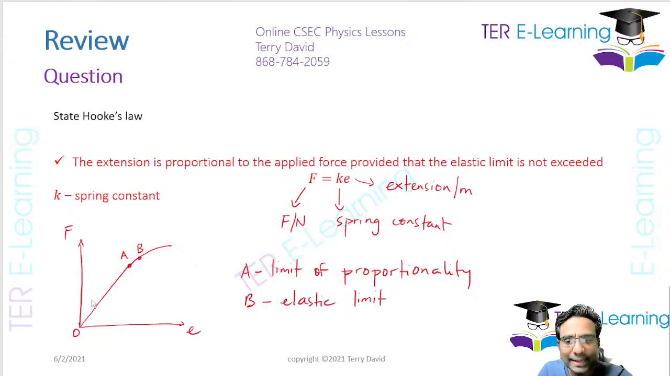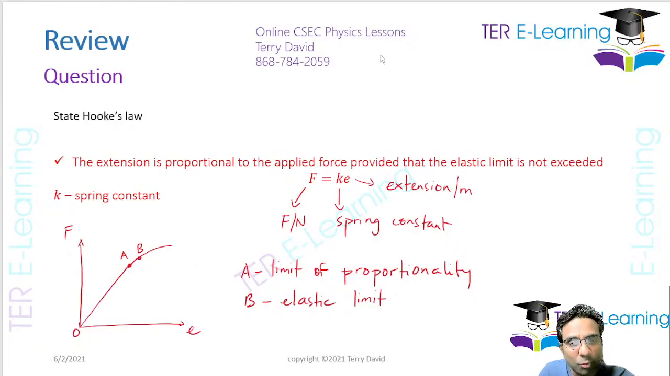Now between O and A is my linear region of the graph, a straight line region. So between O and A, Hooke's law is obeyed. Beyond A, the graph starts to curve. There is a point called my elastic limit, and beyond that point you get permanent deformation of your spring or whatever material you are trying to stretch.